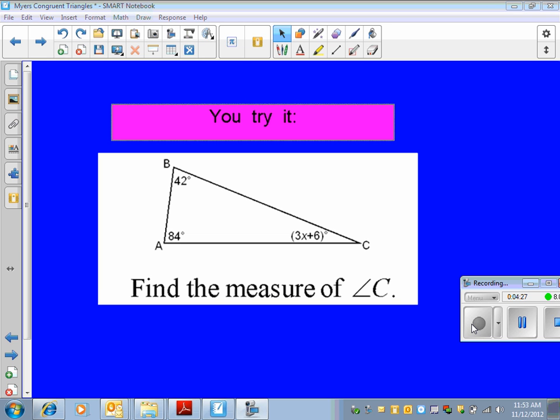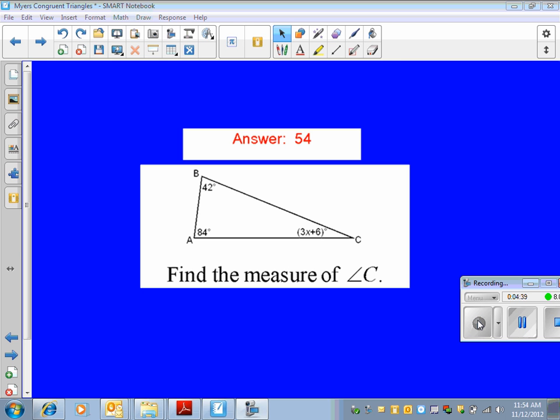Oh, wow. Here's one for you to try. Find the measure of angle C. Go through your problem solving skills. Remember, what's given? What are they asking? What's the sketch? What's the setup? And plug it back in. Did you get 54 for the measure of angle C? Or did you just stop at x?